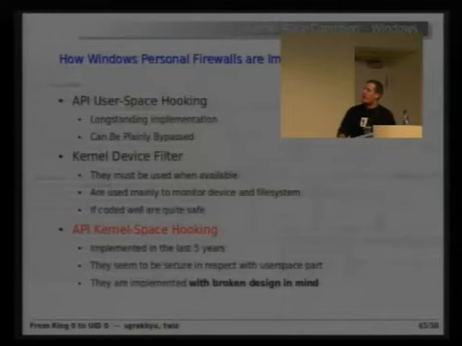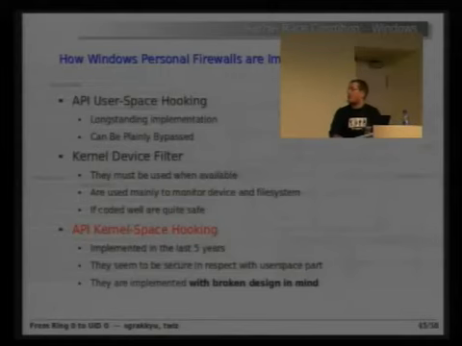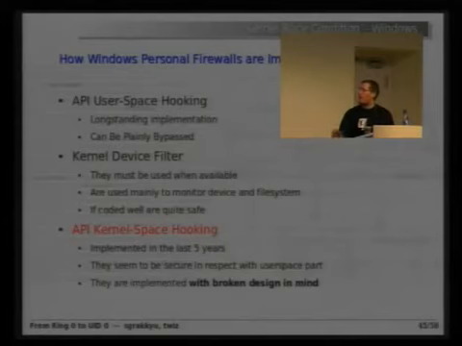This is a brief history of how these products manage to protect the Windows system. First, user space API hooking, which is no longer used. Then the kernel device filter. This is used to monitor devices or the file system, and it is placed deep in the kernel and doesn't deal with user space.